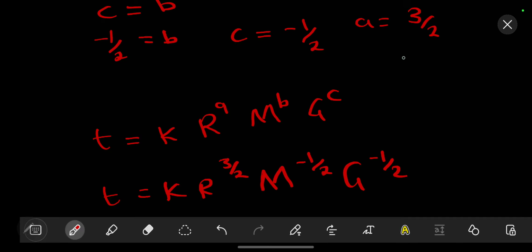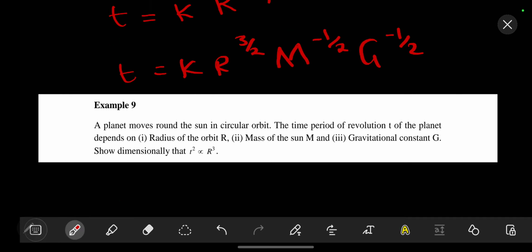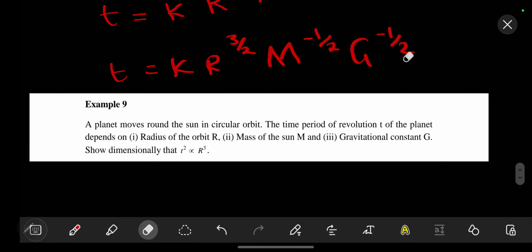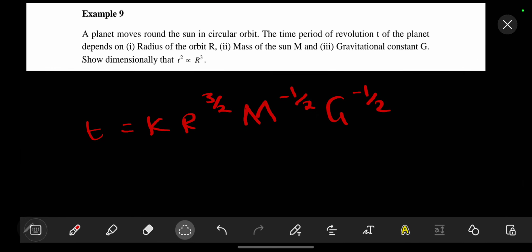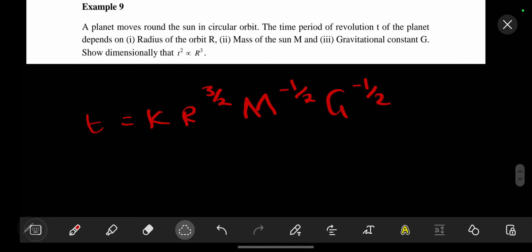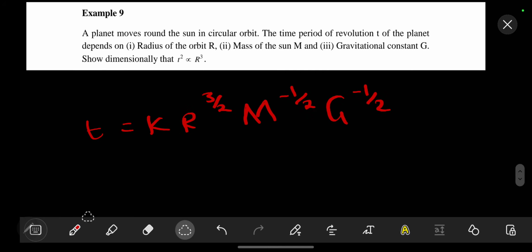Now the question was asking that we show dimensionally that t squared is directly proportional to r cubed. So how do you show this? For this equation that we have, since we want t to the power 2, let's see what happens if we square both sides so that we can have that value. So let's square here. We also square the others, so we have the square of this.